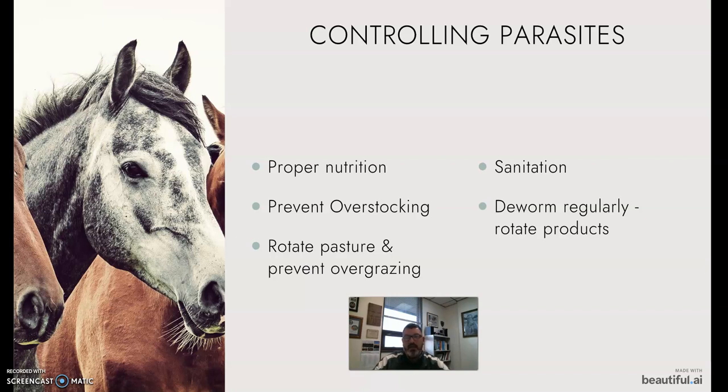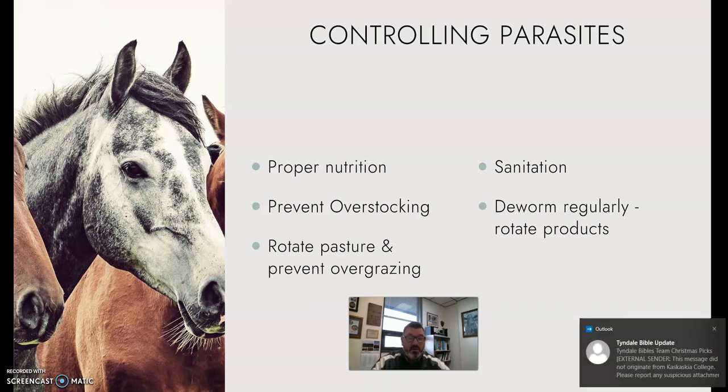Prevent overstocking, and that is true when we're talking about any confinement operation or on a pasture, whatever it may be. The proper amount of animals per space will keep grazing rates at the proper level and keep them from grazing much closer to the ground. Rotate pasture and prevent overgrazing. I have horses in the picture here. If you allow horses to really graze a pasture, they'll graze it basically down right to the dirt. The closer that they get to the soil line, the more likely that you will have parasite problems.